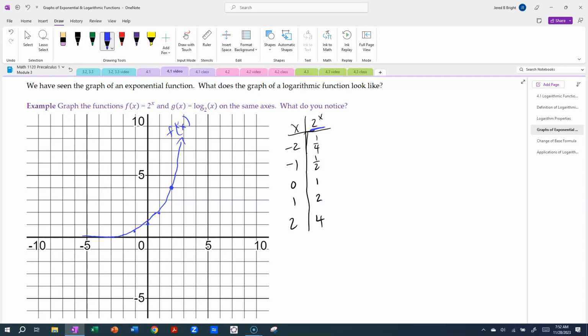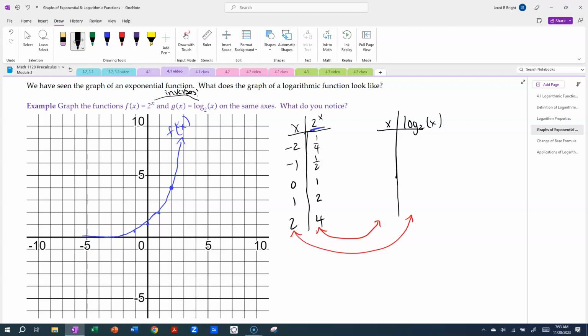Now, to get the logarithm graph, that could be a little tricky. So we want to do x and then log base 2 of x. Certainly you could pick numbers, but then how do you calculate the y value? I don't know, but here's what I can remember. These two are inverses. So if I want to graph log base 2 of x, all I have to do is switch the x's and y's. So these x values become the y values, and similarly, the y values become the x values.